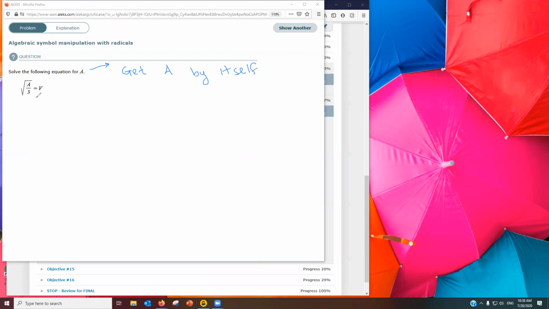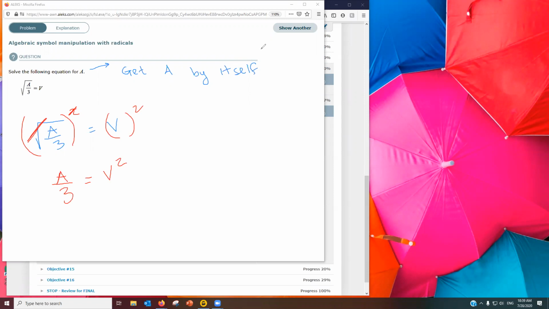All right, well, right now, A is stuck underneath the square root symbol. The first thing I'm going to do is get rid of the square root. The way I'm going to do that is square both sides. Right, and a square root and a square are inverses, so they cancel out. So now I have A over 3 equals B squared.